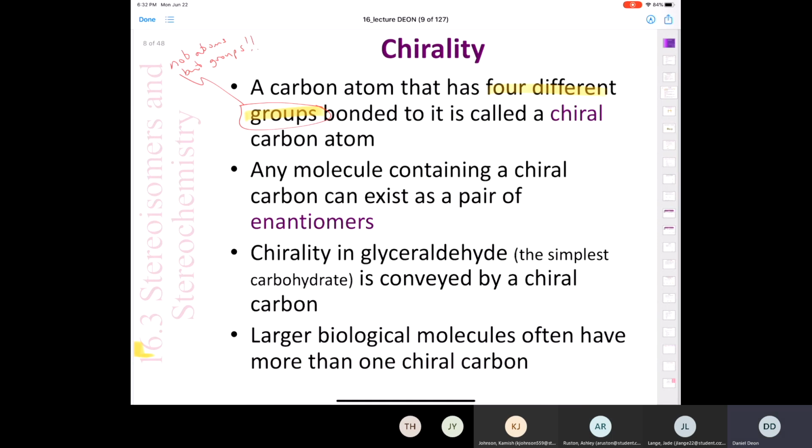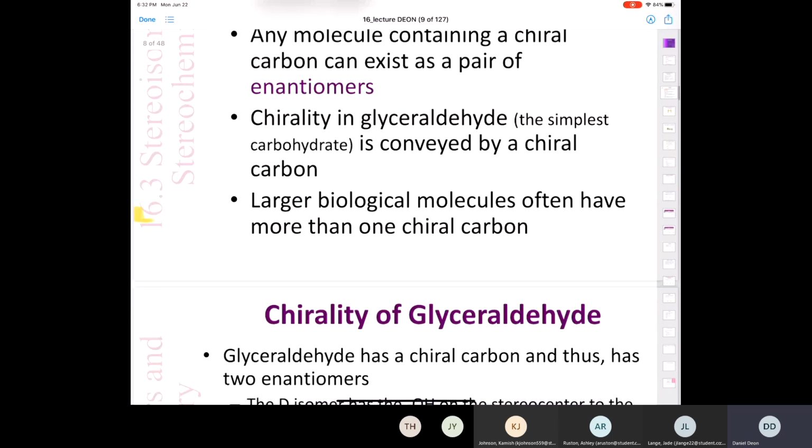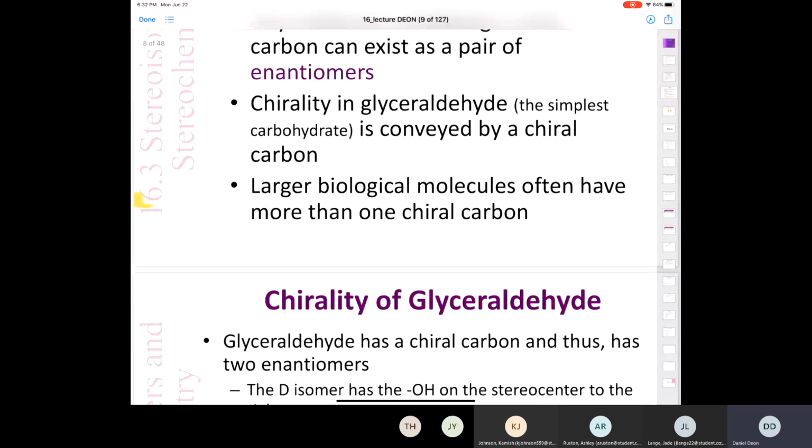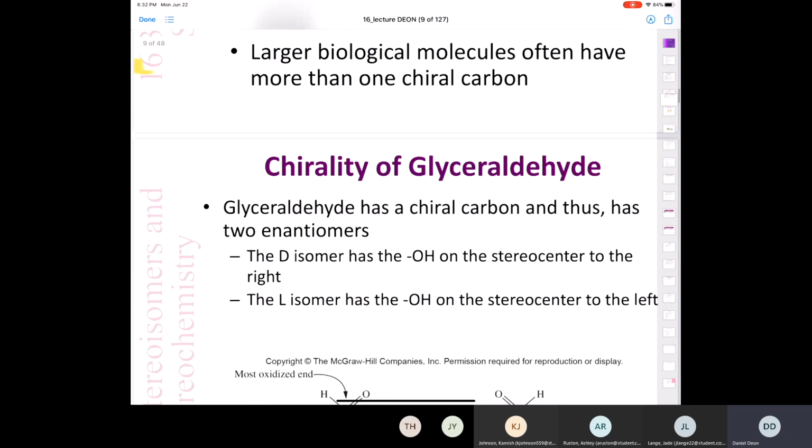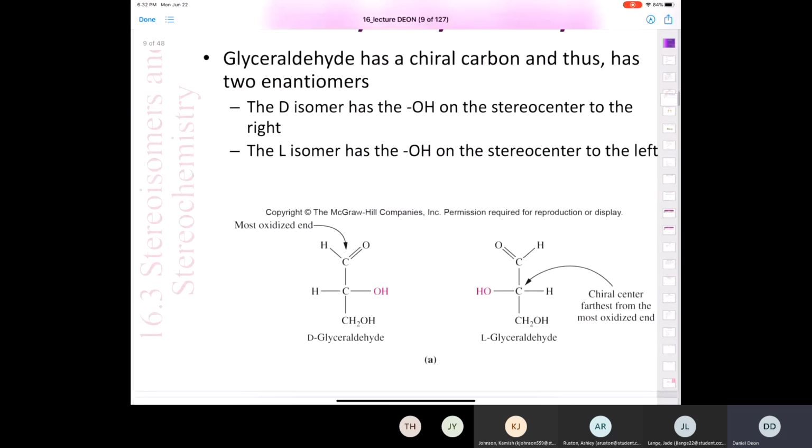Larger biological molecules often have more than one chiral carbon. Say, for example, cholesterol. Cholesterol has 8 chiral carbons in it. So, you can have a lot of chiral carbons in a molecule. Let's get back to that little, unassuming molecule, the glyceraldehyde molecule.